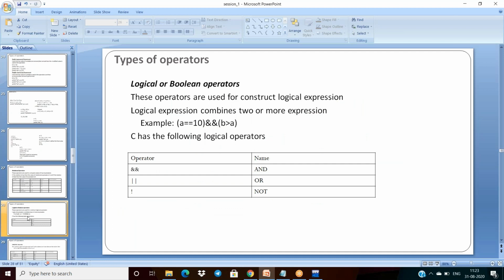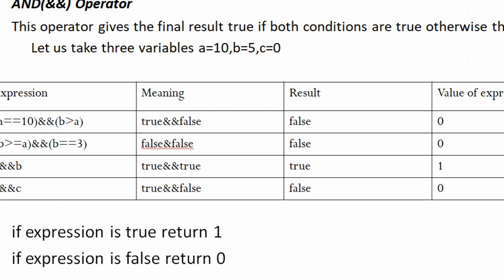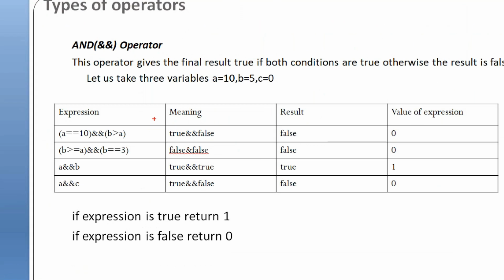And see, I have to give the examples also. The important concept related to this logical AND, okay, we have scenarios. So I'm taking a is 10, b is 5, and c equal to 0. So a is 10. A is 10 means what? 10 is equal to 10, true. And b greater than a means what? 5 greater than a is false. It is one is true and one is false. One is true and one is false means what?